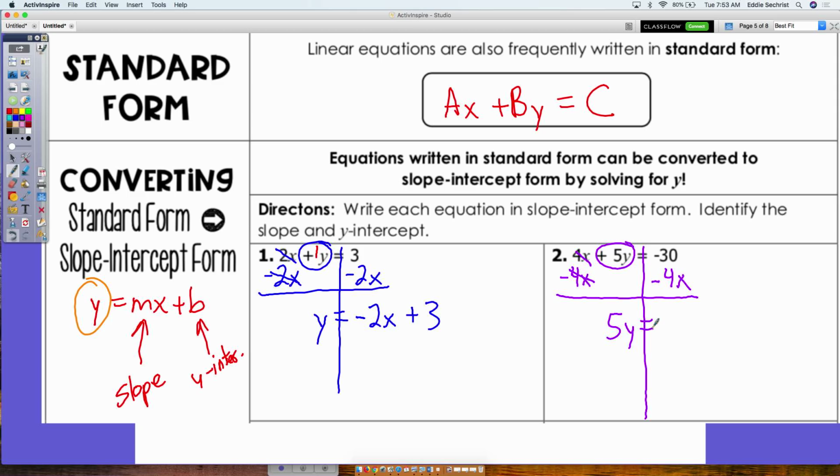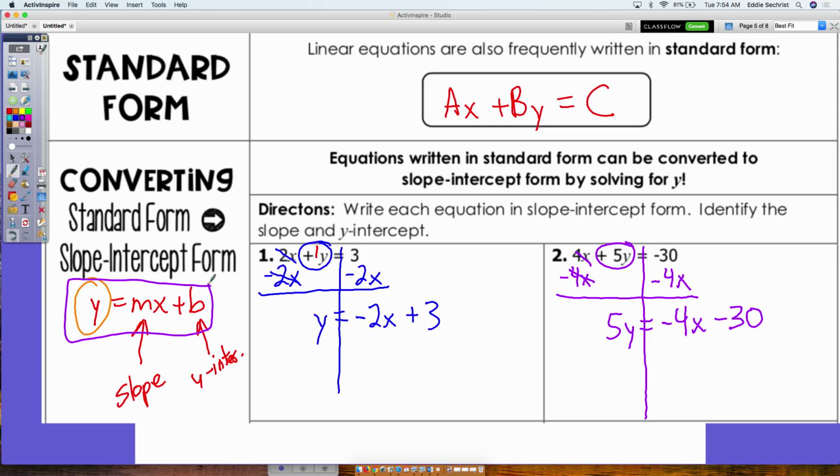So on the right side, negative 30 is a constant, negative 4x is a variable expression. They're not like terms, so I can't combine them together. So I'm going to write it negative 4x minus 30. And the reason I write it with the x expression first and then the constant at the end is because it looks really close to my y equals mx plus b. But y is not by itself yet.